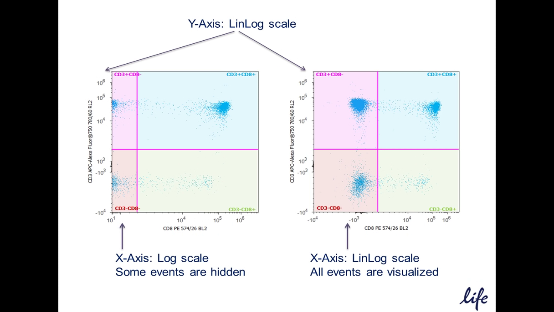Here is another example showing log versus linlog display. In both of these plots, the y-axis is displayed in linlog. However, the x-axis is different. On the left plot, the x-axis is shown using logarithmic scale, and some of the events are not visible. In the plot on the right, the x-axis uses the linlog scaling, and all of the events are visualized. Being able to visualize the entire population allows for proper interpretation of the data and helps to understand if compensation values have been properly applied.